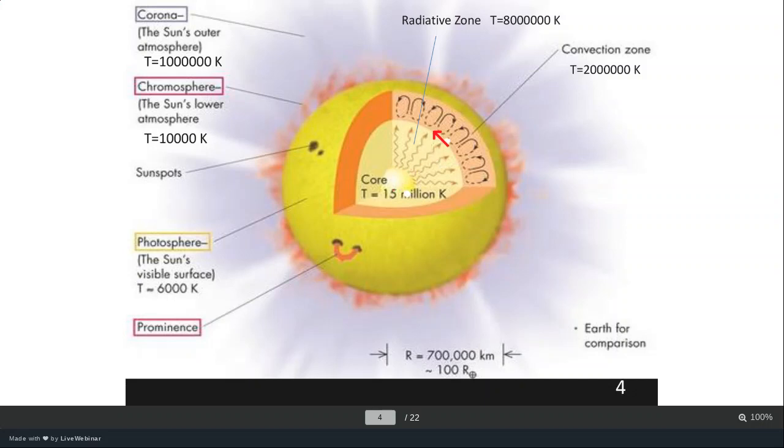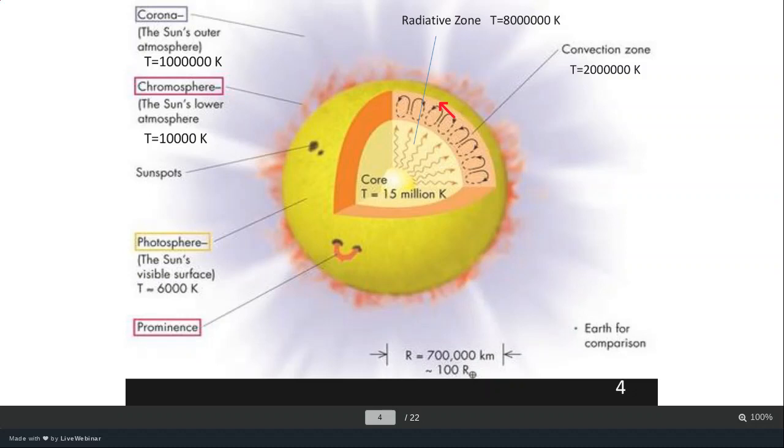Above the core, there is radiation zone with temperature about 80 lakh Kelvin. In this region, the energy is propagated via the process of radiation. And above the radiative zone, there exists convection zone with temperature about 20 lakh Kelvin. In this region, the energy is transported in the form of convection. That means the material itself goes from high temperature to low temperature.